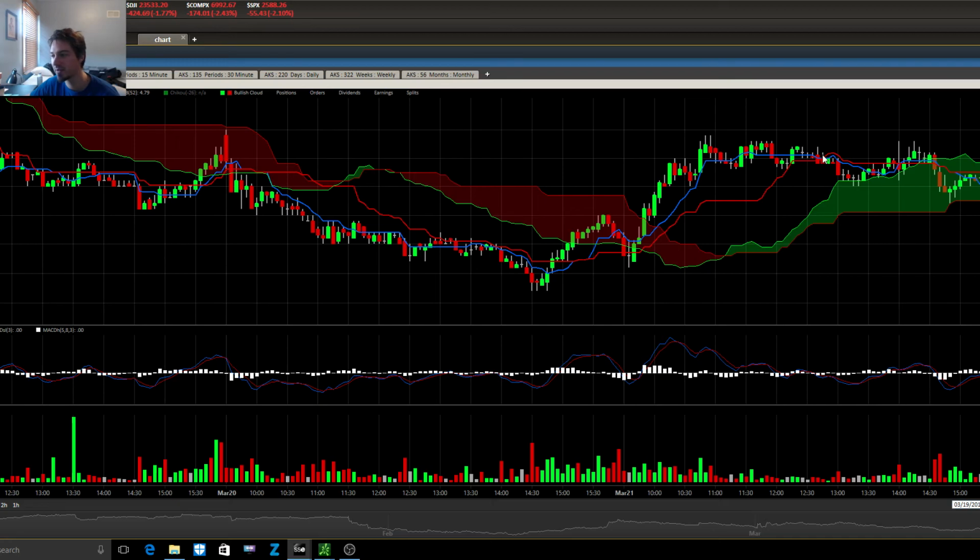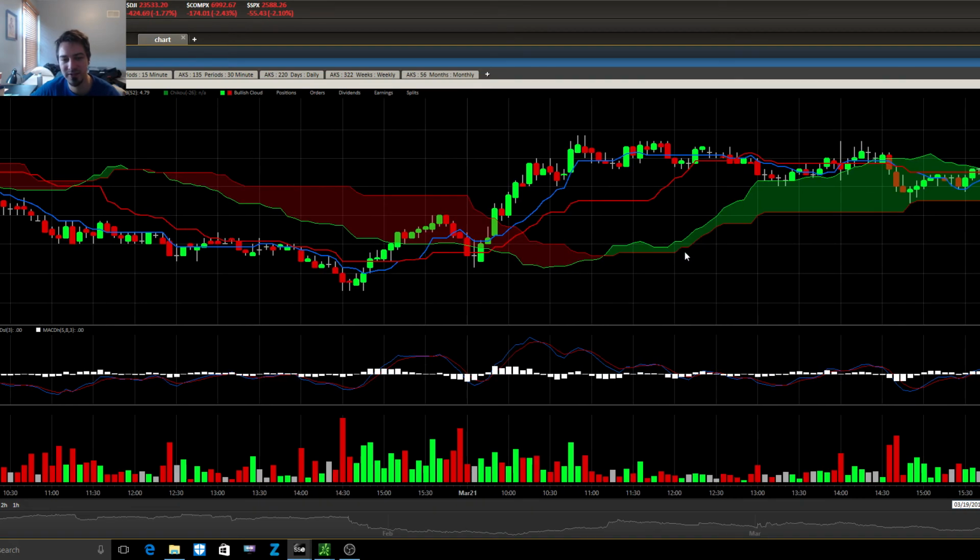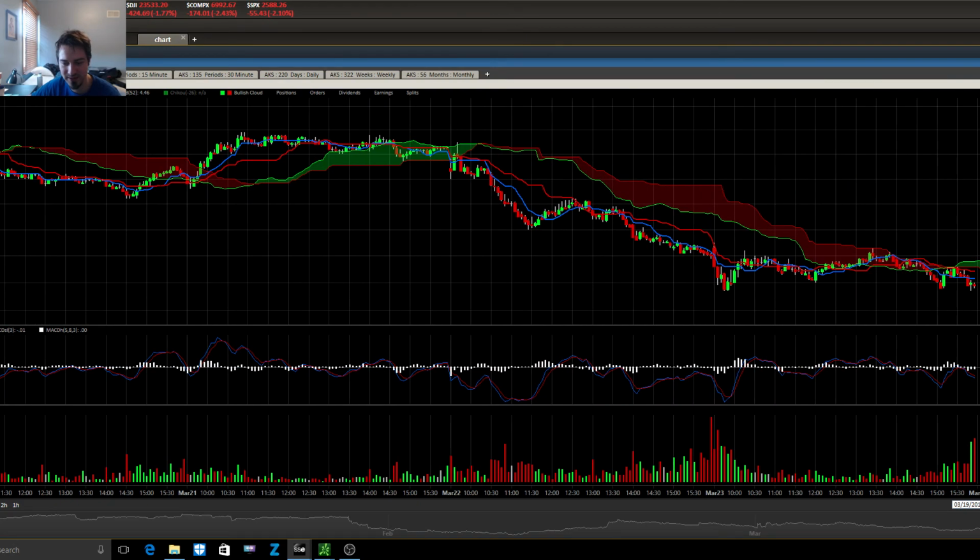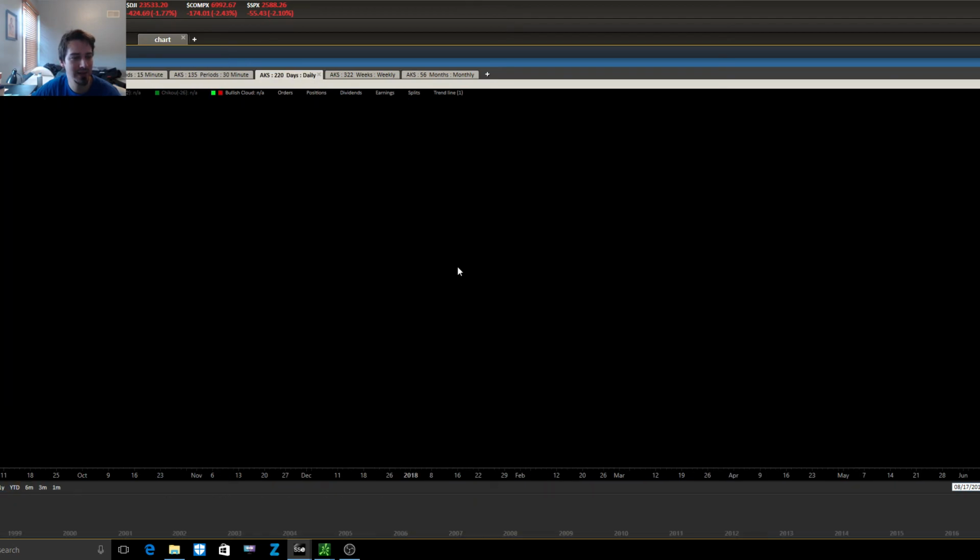Then we do a TK crossing. Normally on 5-minute charts, the signals are good for about an hour or two. 15 minutes is more than a few hours, but that's just basically the overview of it. I'm going to go back to the daily.